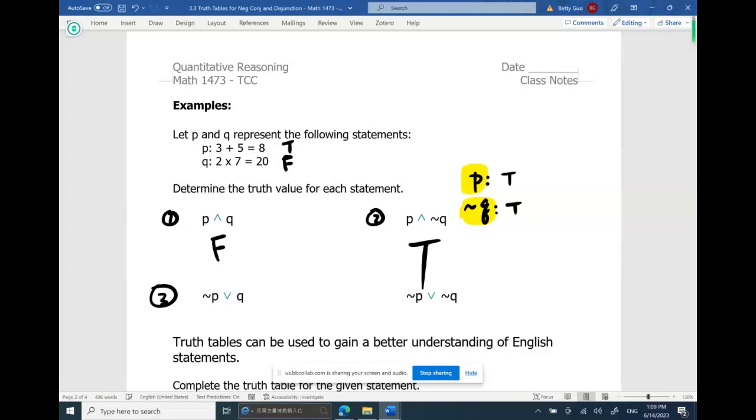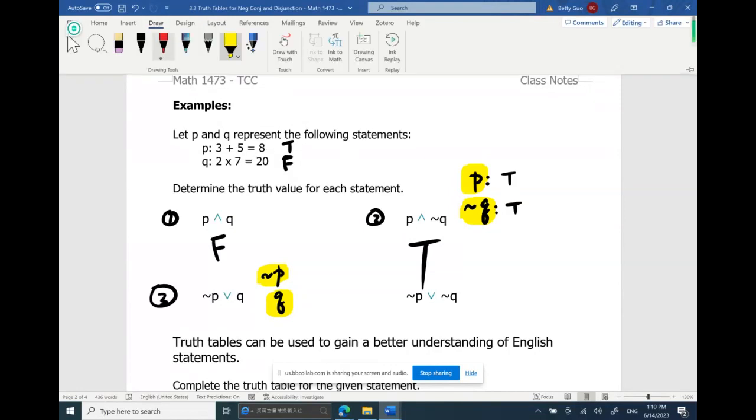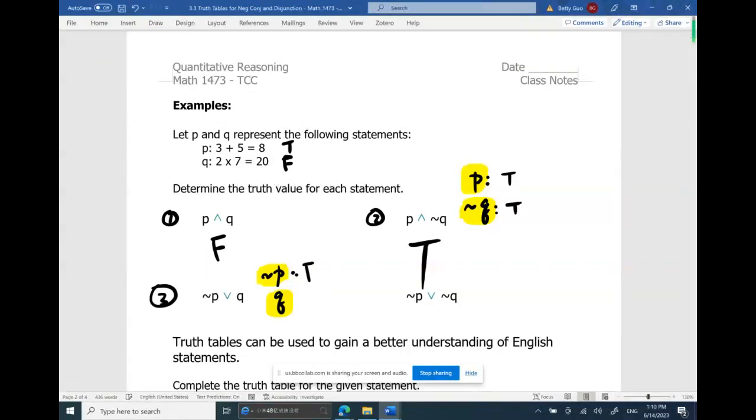Number 3. Number 3 is a disjunction. We have 2 components. The first component is not P. The second component is Q. Let me color them. So number 3, the compound statement is a disjunction, or. And the two component statements in a disjunction are not P and Q. So let's find out the truth values for those two components. P is true, so not P is false, right?